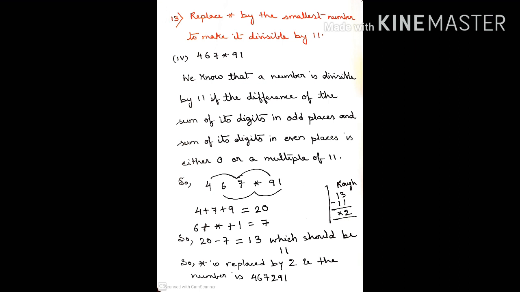So here when we add 4, 7 and 9, we get 20, and when we add 6, star and 1, we get 7. So 20 minus 7 is 13, but it should be 11. So star is replaced by 2 and the number becomes 467,291. Please learn all the divisibility tests so that you can easily do this sum.